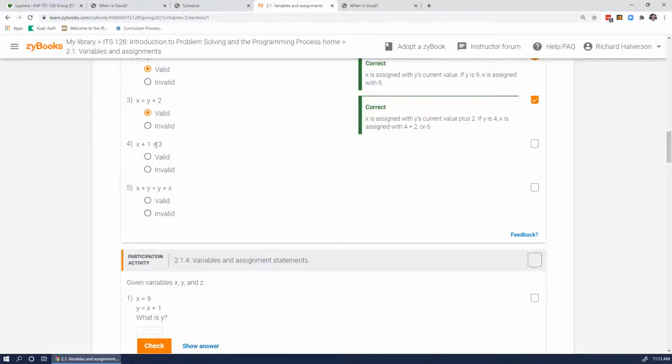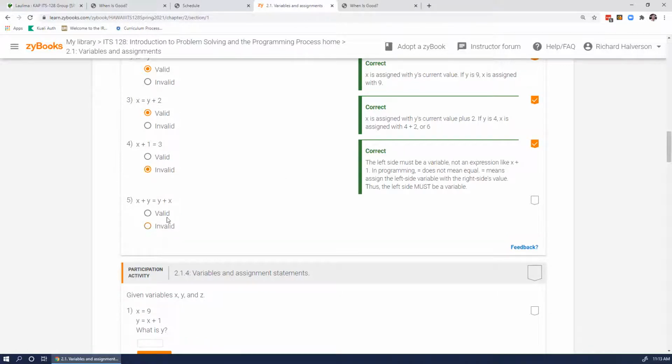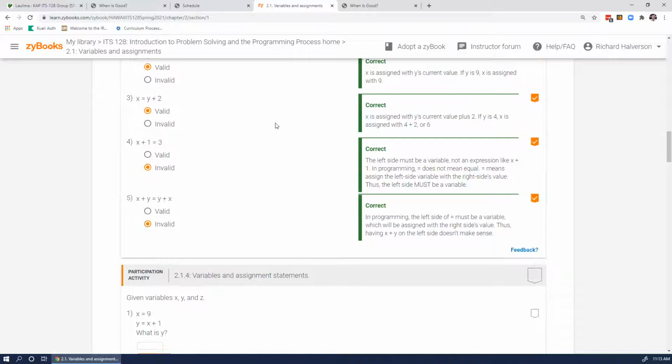Ooh, this is not valid, because we try to assign 3, and this is an assignment statement. This means assign. This doesn't mean it's equal. It means make whatever's on the right be what's on the left. And so here, this is not valid, and this is not valid either. So you can only have a single variable on the left.